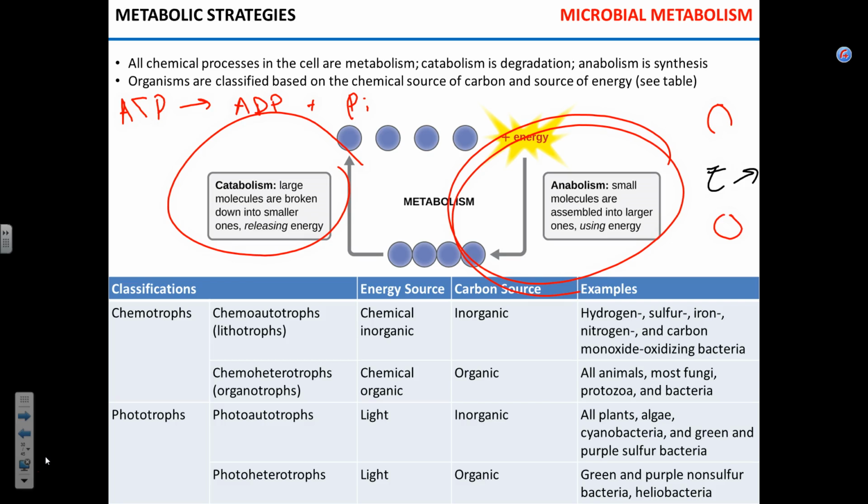Okay, those are very, very simple concepts. Keep them in mind when we talk about metabolism. Now, again, we're going to talk about the metabolic classifications of microbes. And we can classify them based on two major categories. If you think about any living organism, whether it's a human or simplest bacteria, they need two things. They need energy and they need nutrients, right?